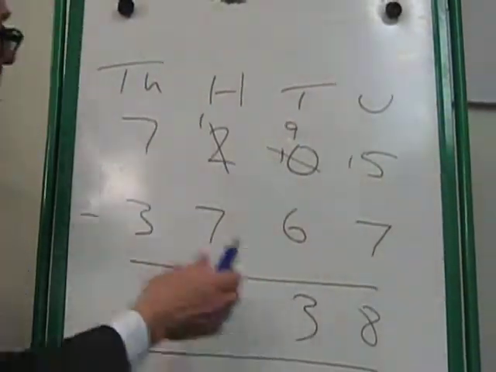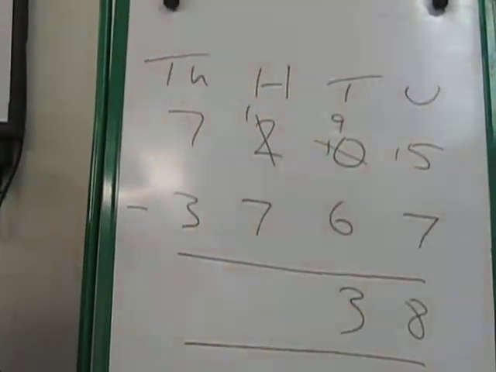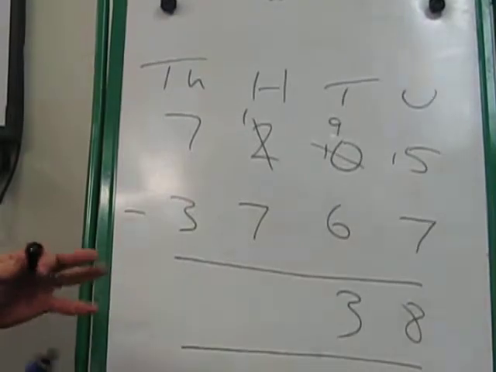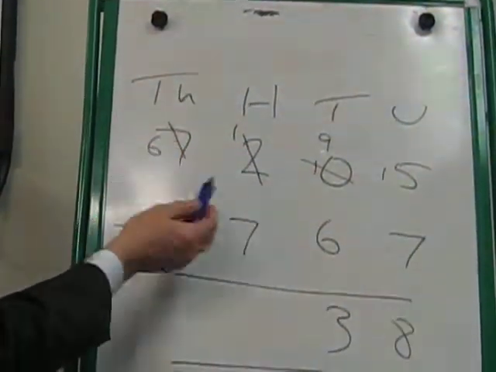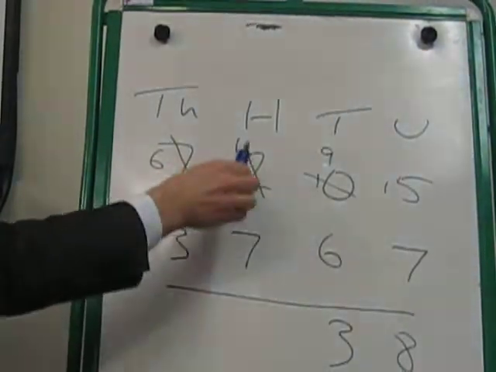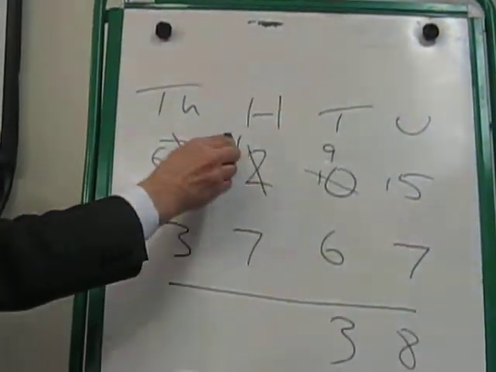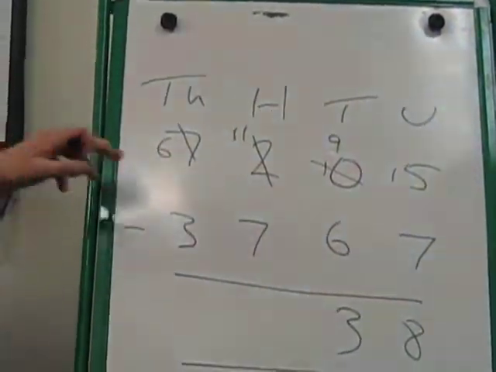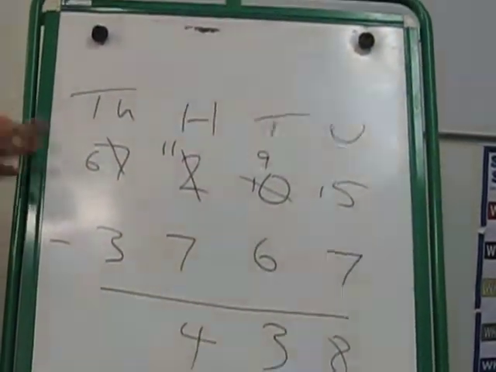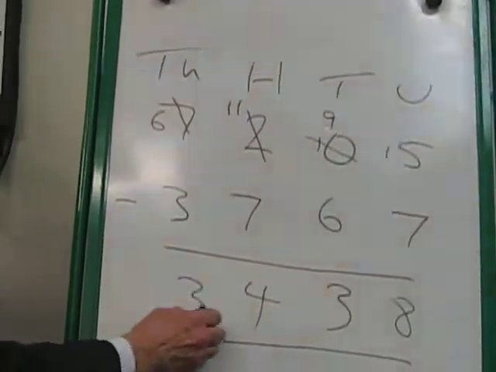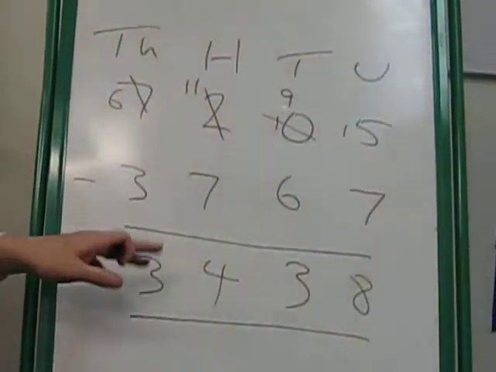Good. 1 subtract 7. We can't do that because it would end up in a negative number. So we're going to exchange 1,000 for 10 hundreds. We've already got 100, so another 10 hundreds, that's 11 hundreds. So we now say 11 take away 7 is 4. Brilliant. And 6 take away 3 is 3. So the answer should be 3,438.